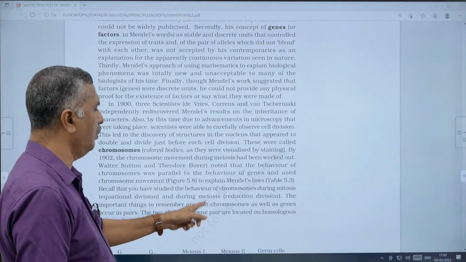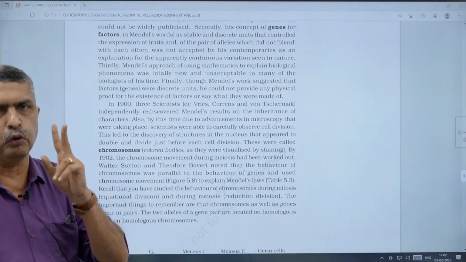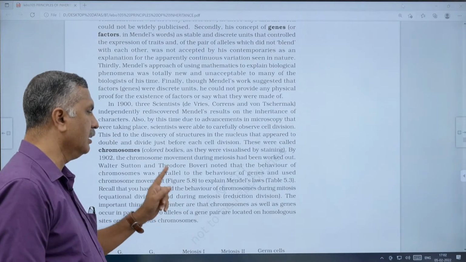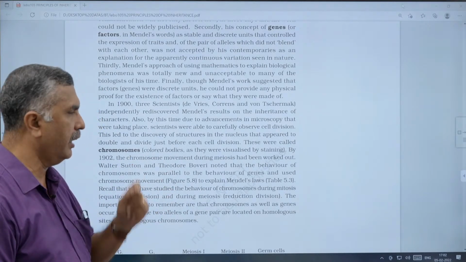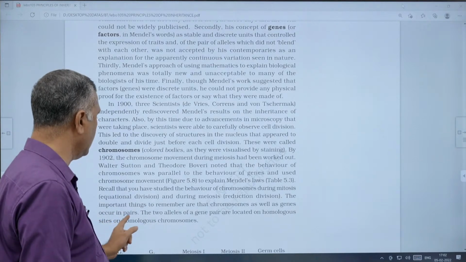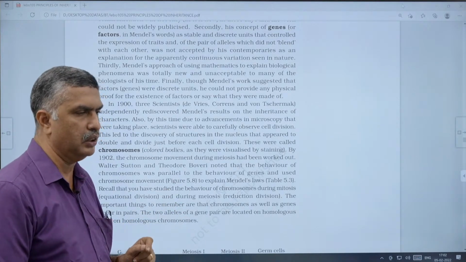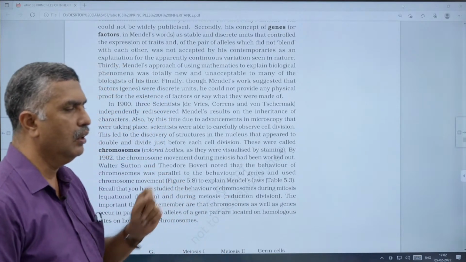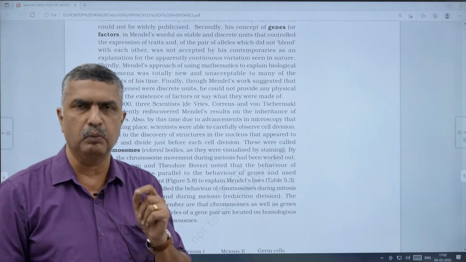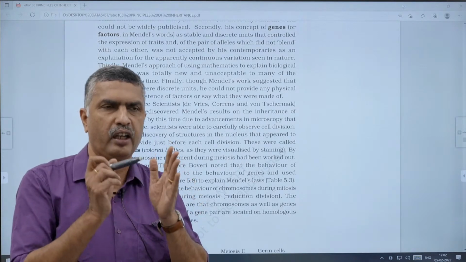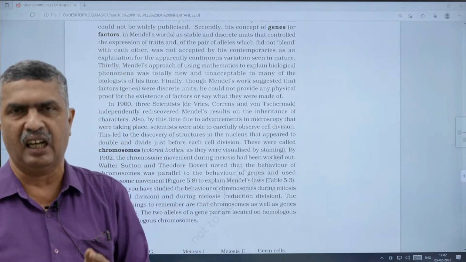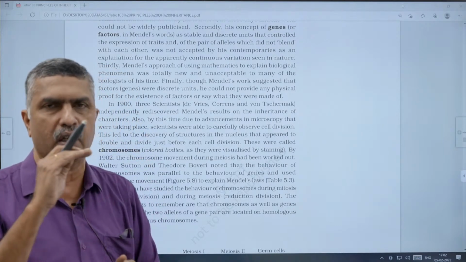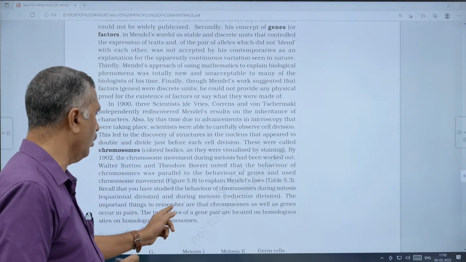Then the second point is very important. A gene consists of two alleles. The two alleles of a gene pair are located on homologous sites on homologous chromosomes. That is a very important point. That is the location of the alleles of the genes: on the homologous sites of the homologous chromosomes.